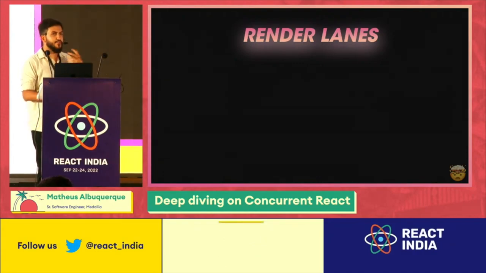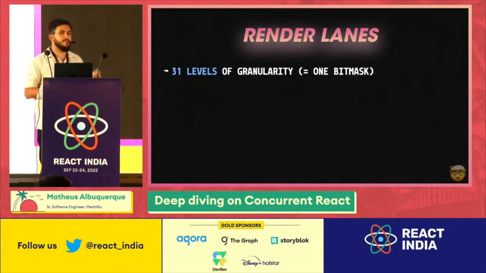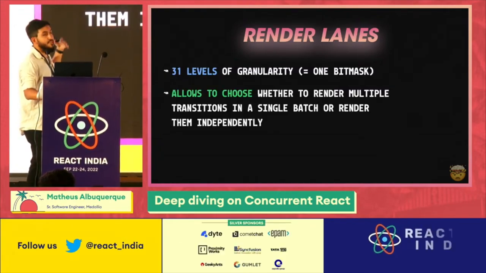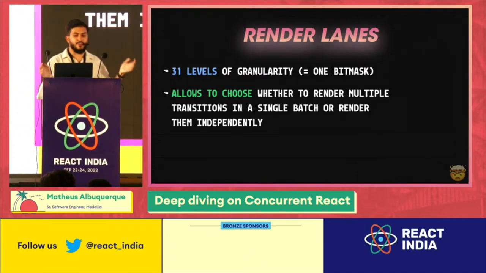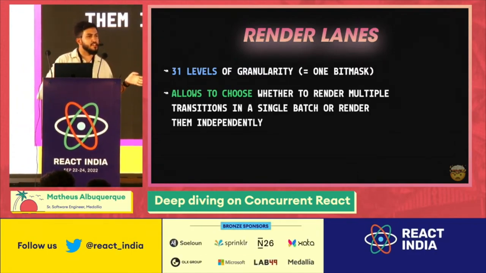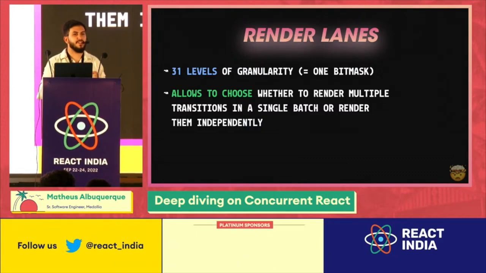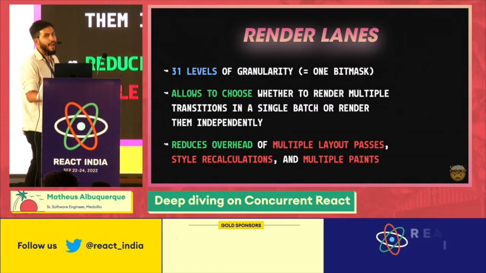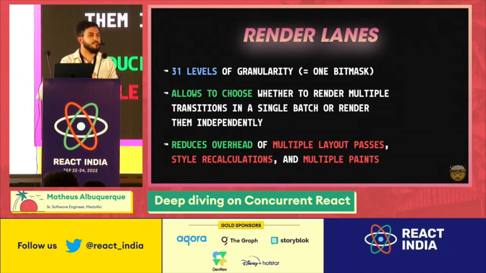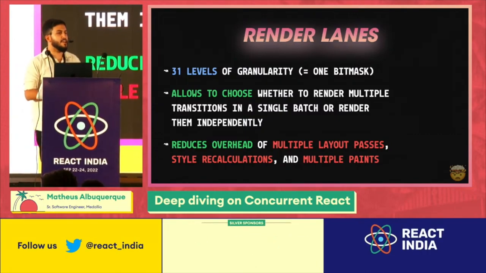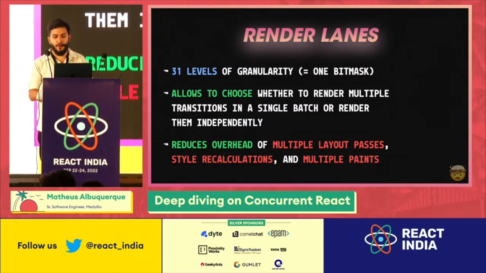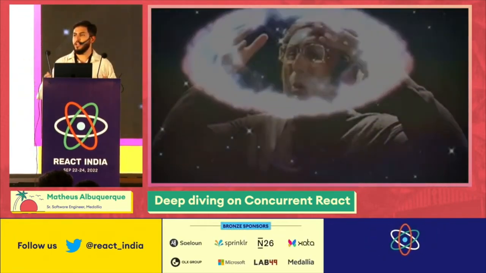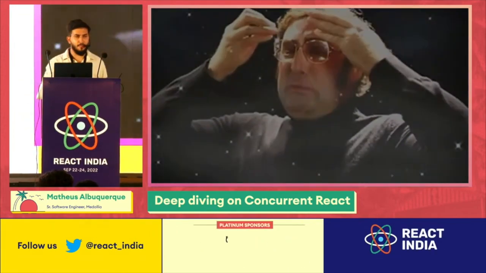First, this abstraction gives us 31 levels of granularity, because that's what we have in a bitmask. But the other good thing is that it allows us to choose whether to render multiple transitions in a single batch or to render them independently. So that's the magic under the hood of Concurrent React. And this whole thing reduces the overhead of multiple operations, like multiple layout passes, multiple recalculations of style, and multiple paints to the browser. And when I figured out about the different priorities and the different lanes, I was like, this is really mind-blowing.